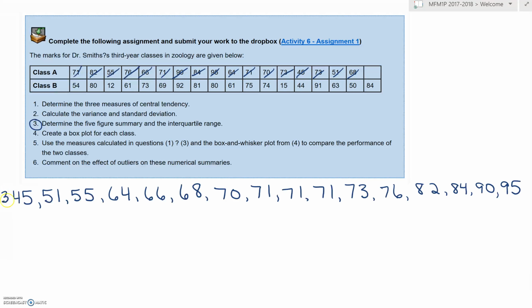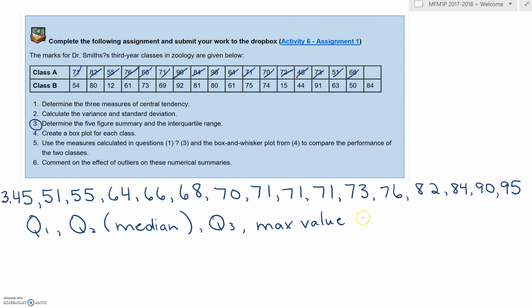Okay, so the first thing you need to understand for question number 3 is what the 5-figure summary actually is. If you don't know what it is, you really have to go back to the content and write some meaningful class notes that will help you. The 5-figure summary means you need to figure out Q1, Q2, which is also called the median, Q3, the max value, and finally the minimum value. So that's the 5-figure summary.